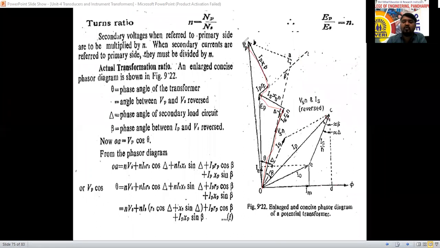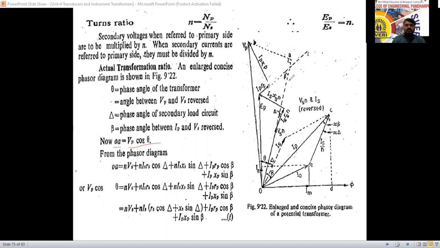So OA is up to VP, which we can calculate here. Previously we calculated the primary current; here we have to calculate the voltage. It is a potential transformer, so we have to calculate R equal to VP by VS. So we have to calculate VP. Up to VP, what is the equation we have to identify? Okay, so we'll start. Now OA equal to VP cos theta. How did it come as VP cos theta?